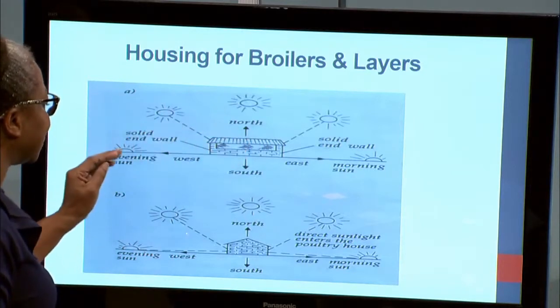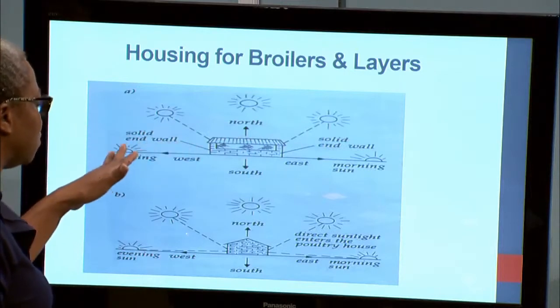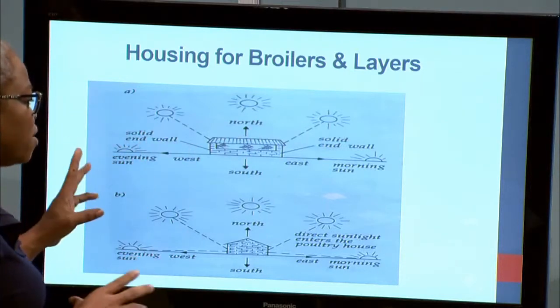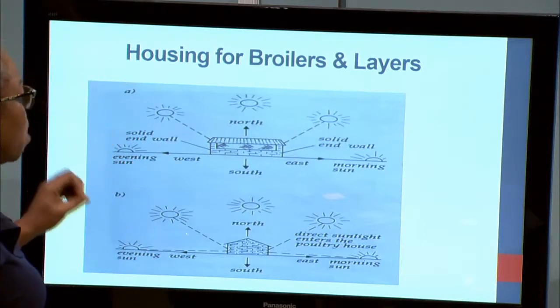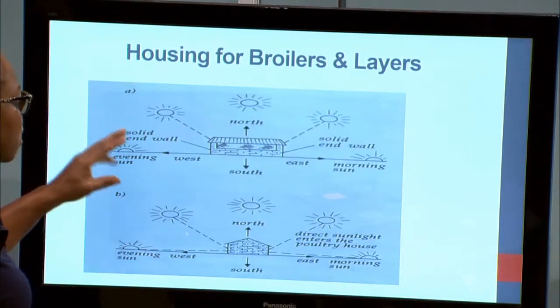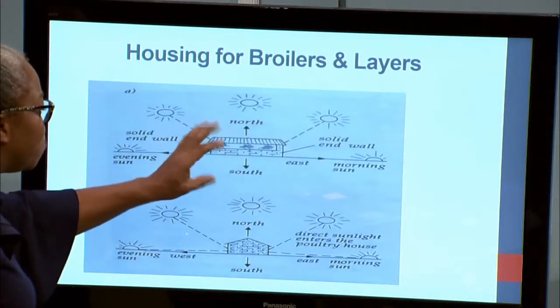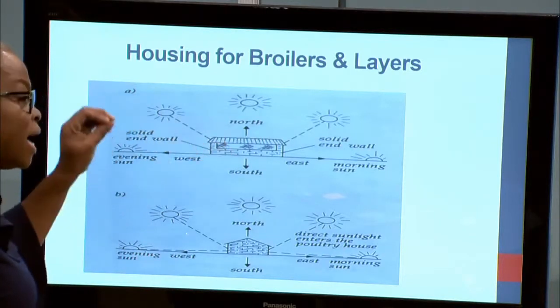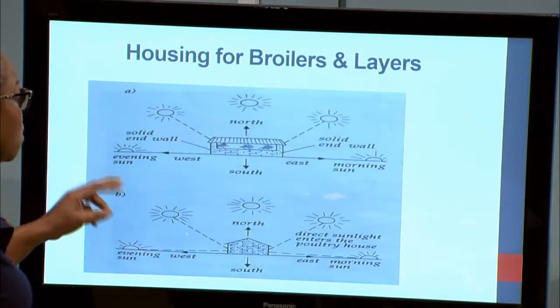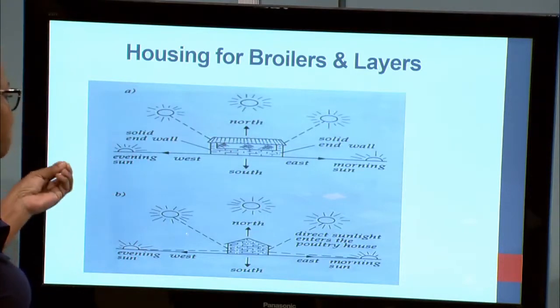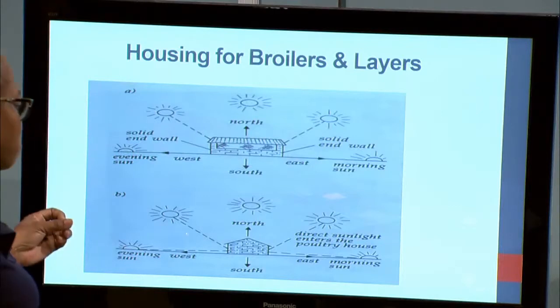And by the late evening sun, it is hitting the solid wall. We are saying, and you need to understand, students, the importance of aligning the house in what we call the east to west direction. It reduces the buildup of heat inside the house. And so the animals will be able to produce, and they'll be able to do very well, put on the weight very quickly and ready for the market if you're talking about the broilers.